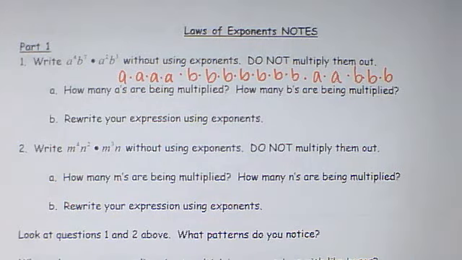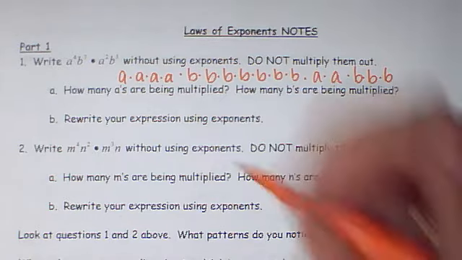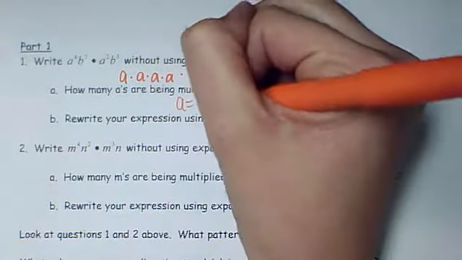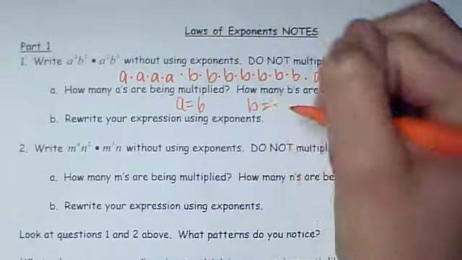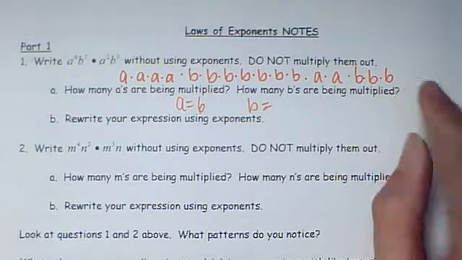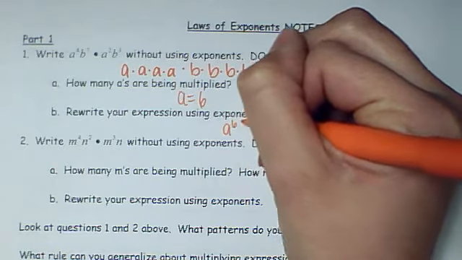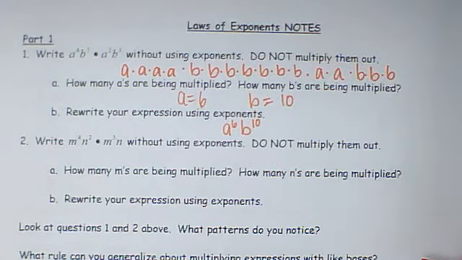That seems like a long process just to get one answer, and so I'm going to show you a shortcut here in a second. But for now, if we say how many a's are being multiplied, the total number of a's, there are 4 here, 2 here, there are 6 total. The total number of b's, there are 7 here and 3 here, for a total of 10. So if I rewrite that, I have a to the 6th, b to the 10th.